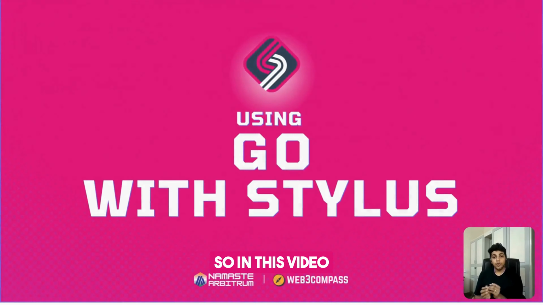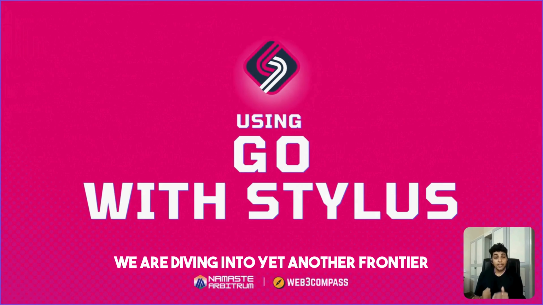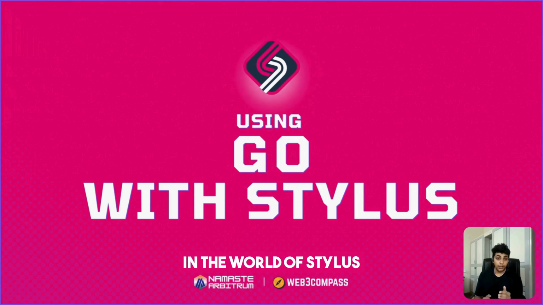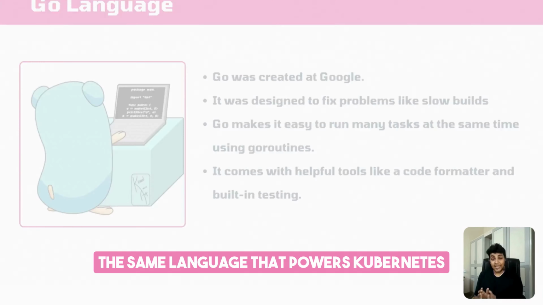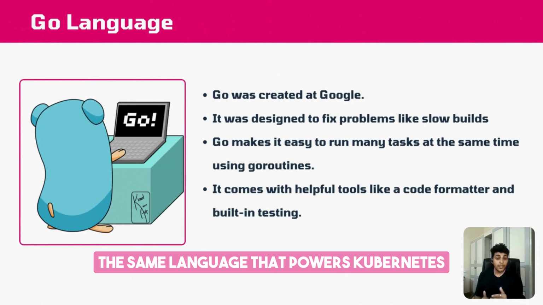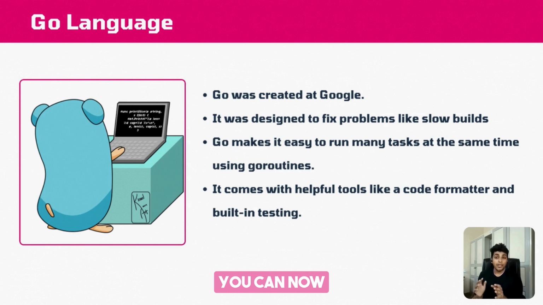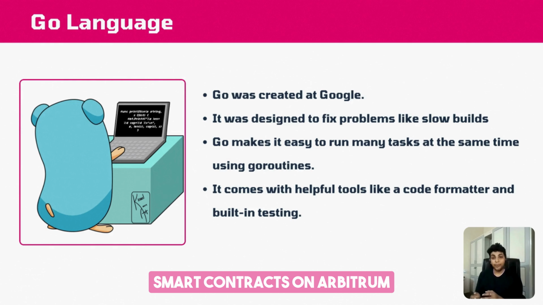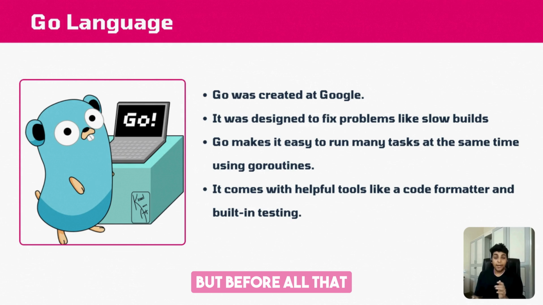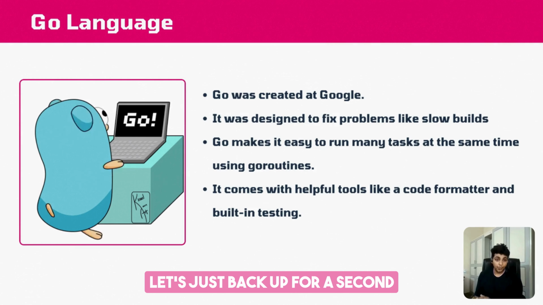All right. So in this video, we are diving into yet another frontier in the world of Stylus, the Go SDK. Yep, the same language that powers Kubernetes, Docker, and half of the cloud. You can now kind of use it to write smart contracts on Arbitrum. But before all that, let's just back up for a second.